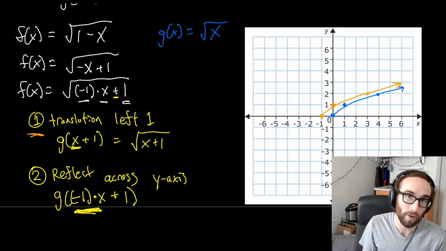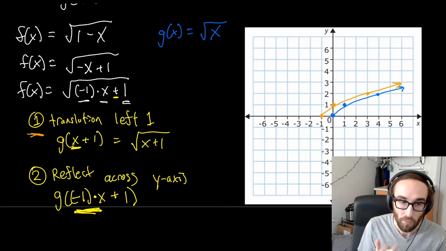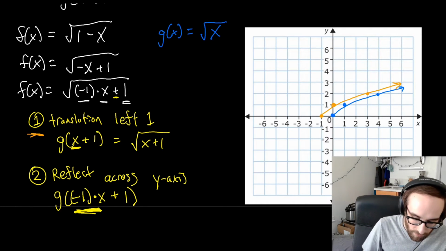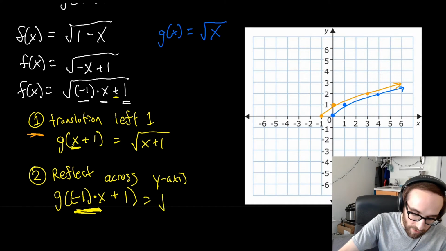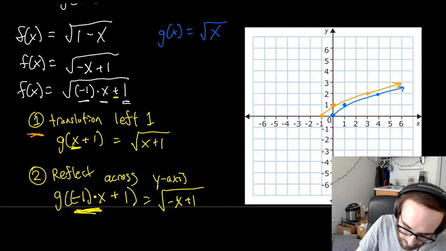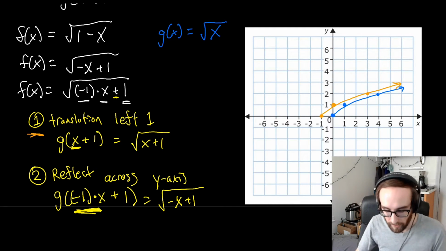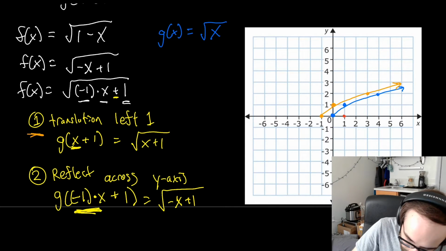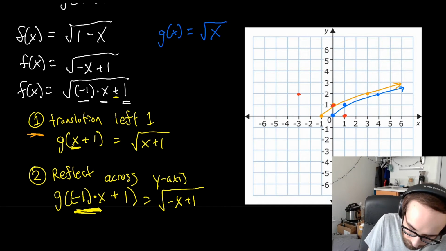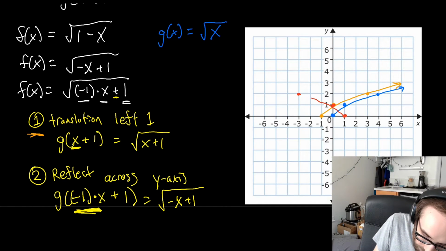So here's where the order matters. In this case, because we translated first, the -1 doesn't apply to what we're adding or subtracting. And this gives us our f of x, square root of -x plus 1. So our final graph would be, well, we take our orange graph and we flip everything across the y-axis. So instead of -1, 0, we have 1, 0, and 0, 1 remains the same. And then we have -3, 2, and so on. So our final graph looks something like this.